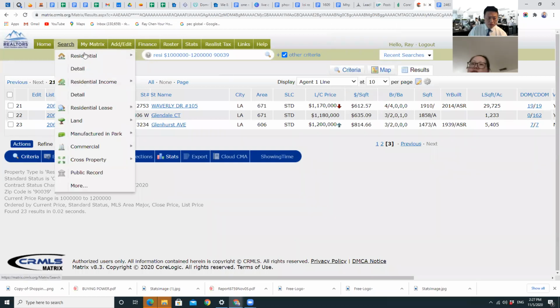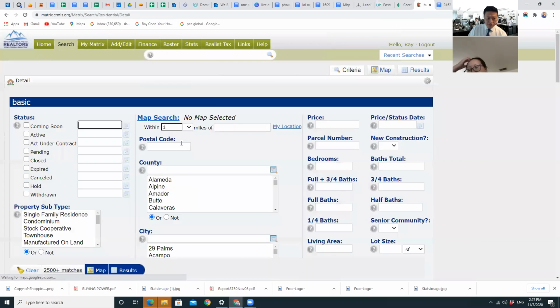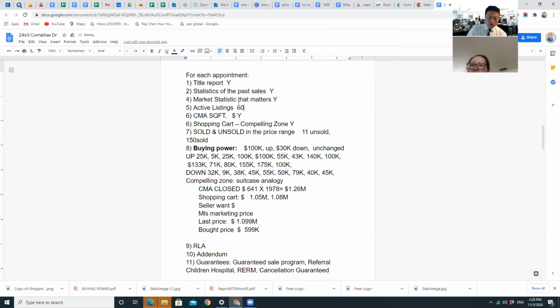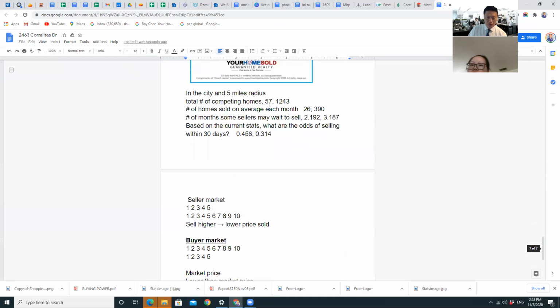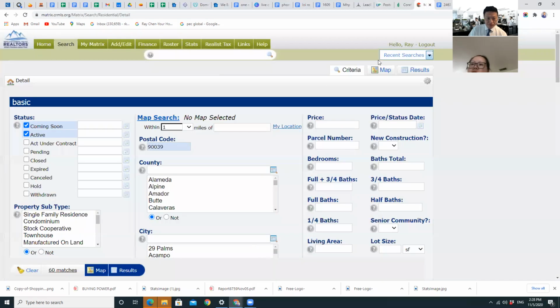Basically for active listings, you put in the zip code, because Los Angeles is very big. Then choose coming soon and active. You don't need to pick anything else. So the active count is 60. That makes your analysis, the market statistics and the statistics of past sales, wrong too, so we've got to redo that. You don't need to do the radius, just do the areas. So 60 active.